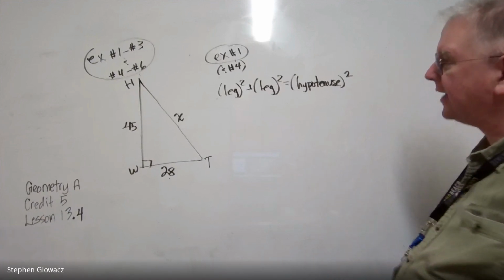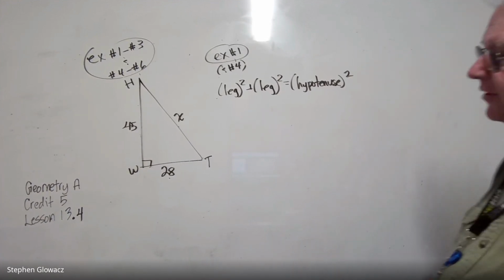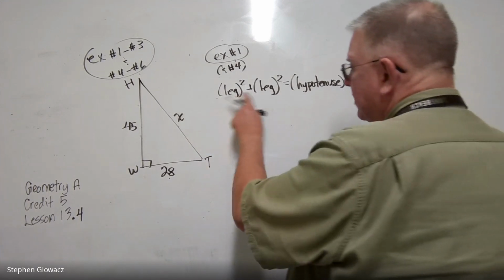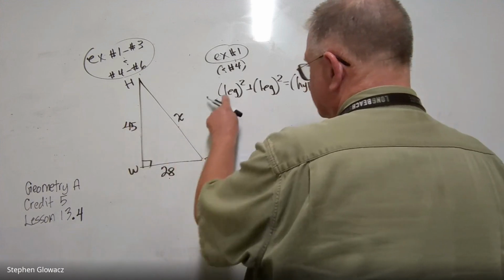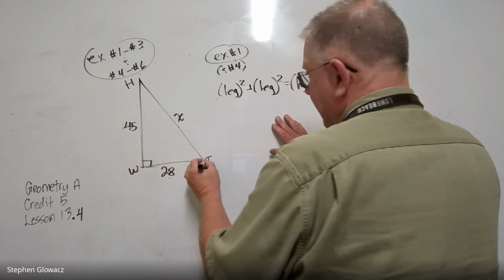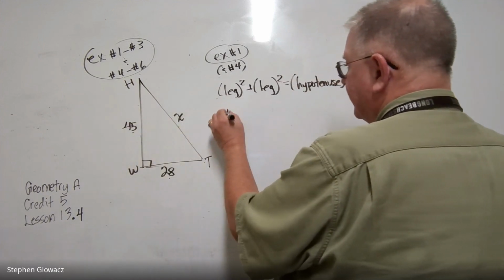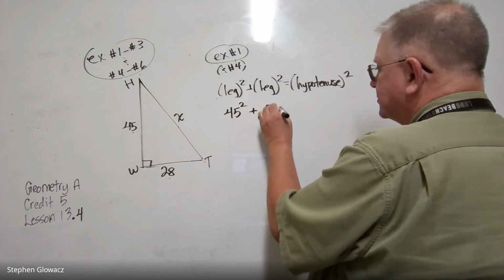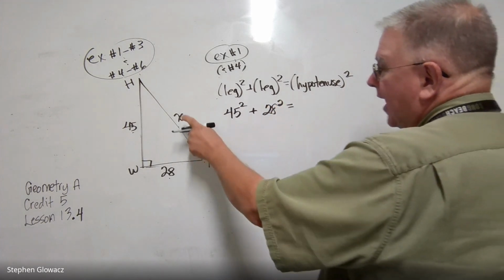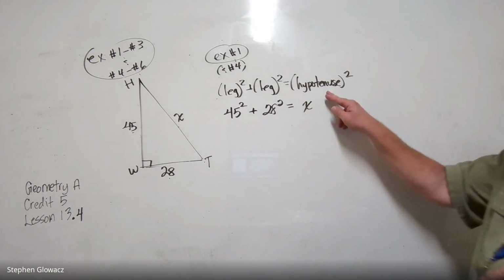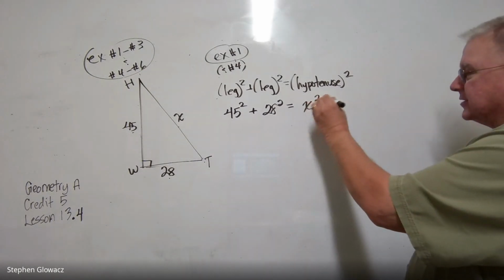And so let's go ahead and use that formula to find our missing side length, HT. So the legs, remember, it doesn't matter which one goes where, as long as we get the legs over here. The legs are the two sides that form that right angle. So one of them is 45, so we have 45 squared. The other one's 28, so we have 28 squared. And the hypotenuse is represented by x, so we don't have to keep writing the word hypotenuse there. And so we have x squared.